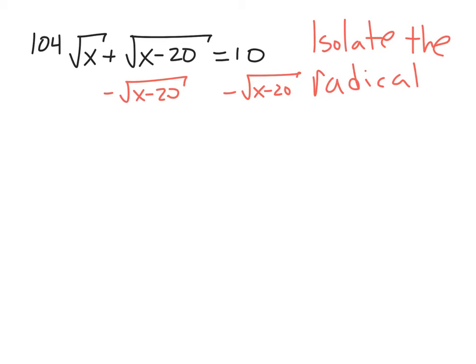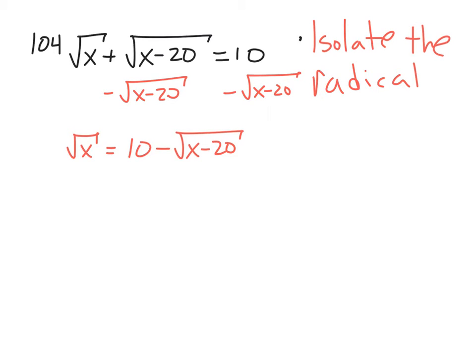You're the one that picked to isolate the square root of x. It doesn't really make any difference. Would you like to do the other way? I don't care. I already wrote it down. Go on. Okay. So then we have the square root of x equals 10 minus the square root of x minus 20. Is that okay?